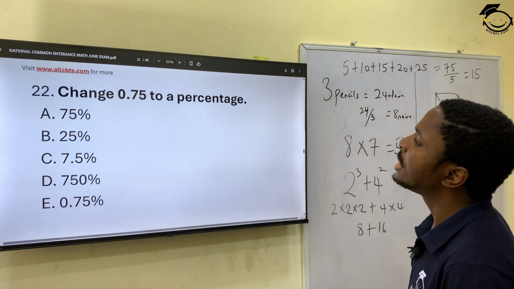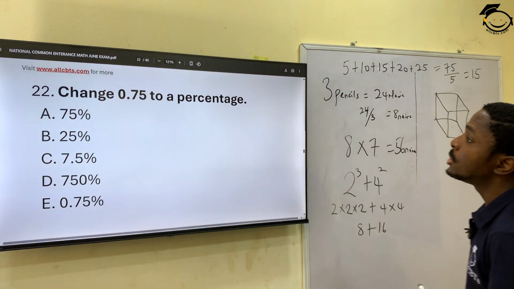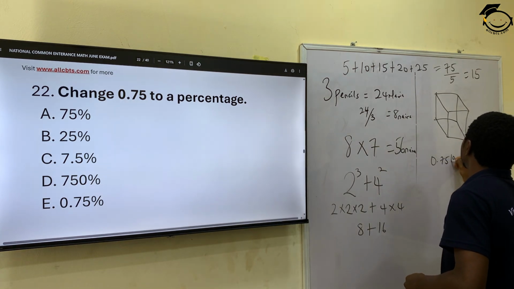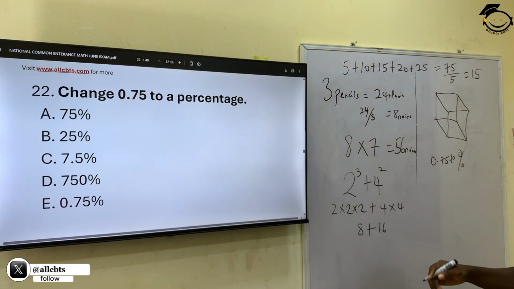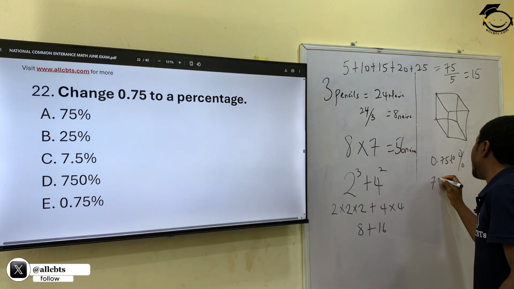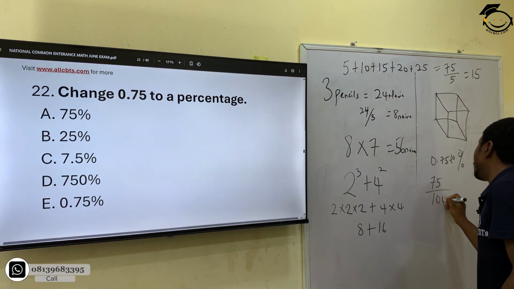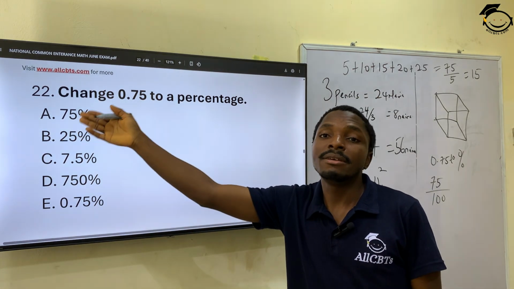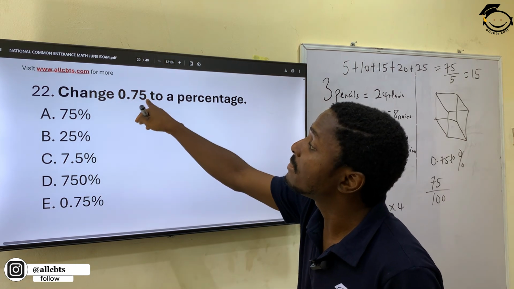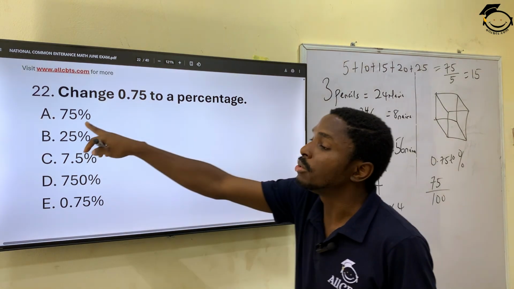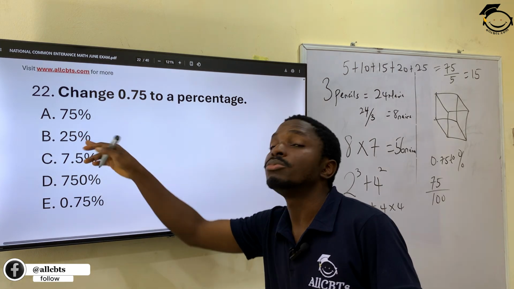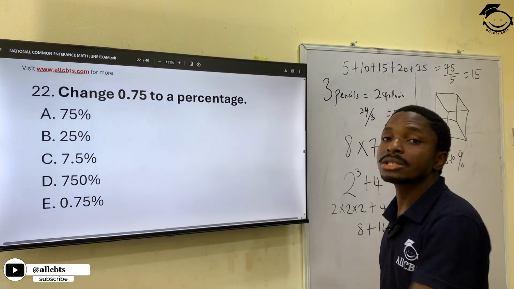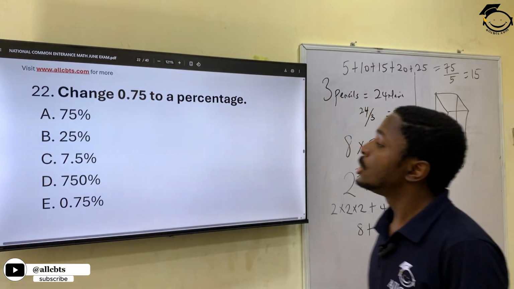22. Change 0.75 to percentage. Changing to percentage simply means 75 over 100, or multiplying it by 100, which will give you 75%. If you multiply 0.75 times 100, it will give you 75. Then make sure you put the percentage sign beside it, because you have changed this decimal to percentage. Correct option is option A.